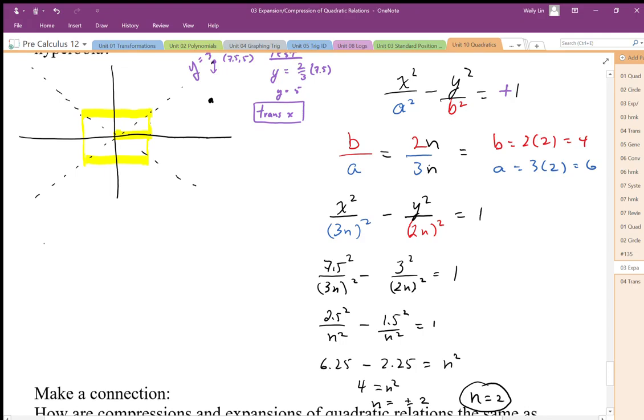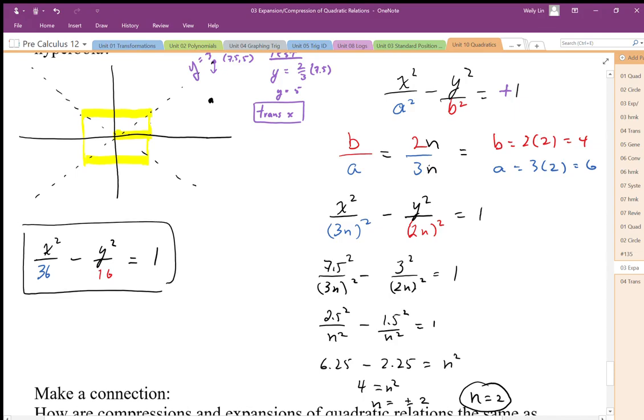So I end up with x squared over 36 minus y squared over 16, and that's equal to positive 1 since it's a transverse x-axis. Okay, so there's the equation of my hyperbola.